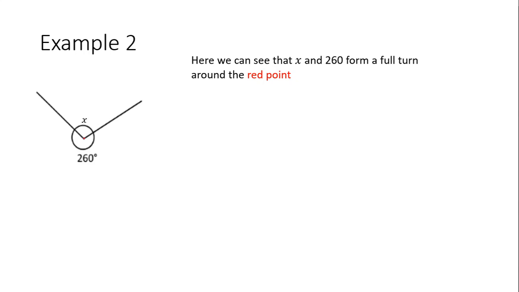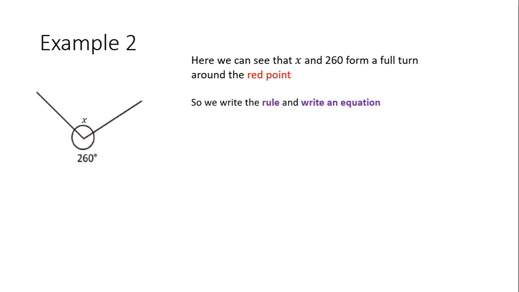Again, we're not going to be using a protractor at all for this. This diagram is not drawn to scale. So we just need to use algebra, use the rules that we know, and rearrange our equation to solve. So here we can see that x and 260 form a full turn around that red point, and that much is clear. There's no way that that's less than 360 or more than 360 because it's a full turn around a single point. So we'll write the rule and write the equation.